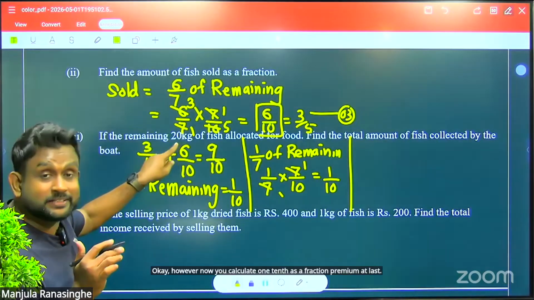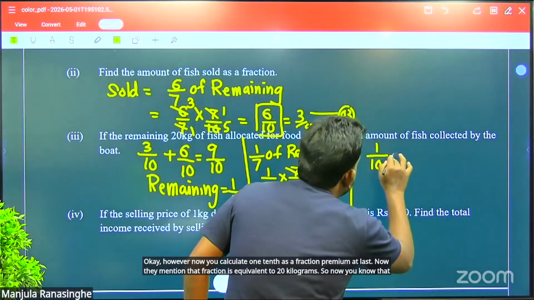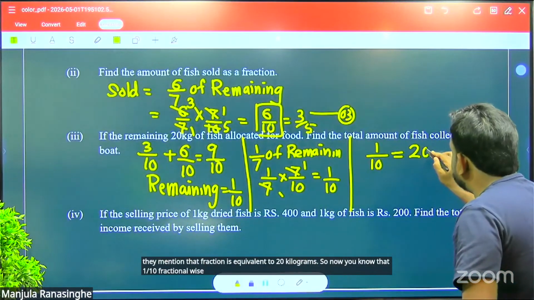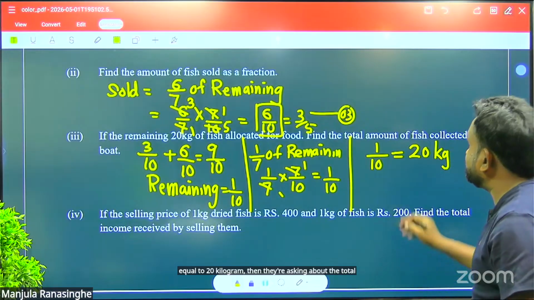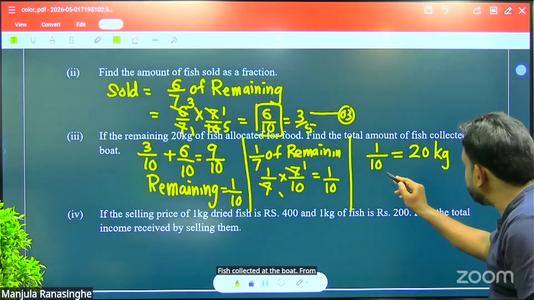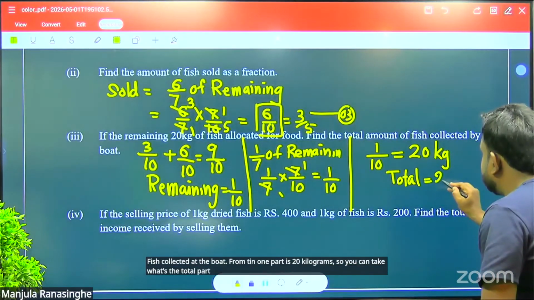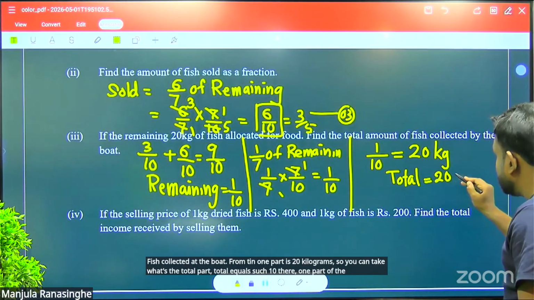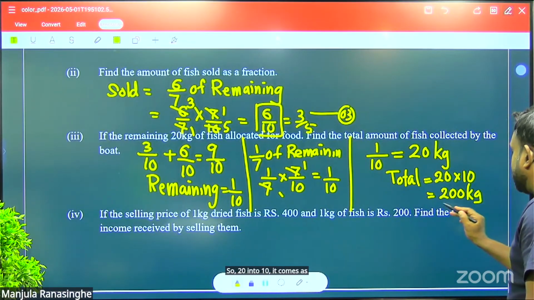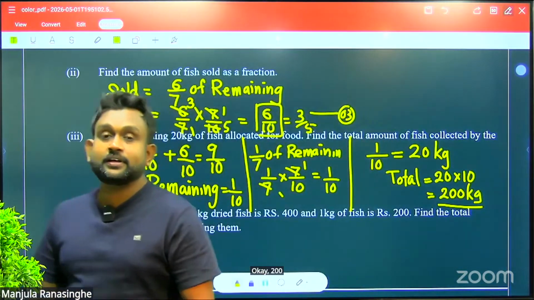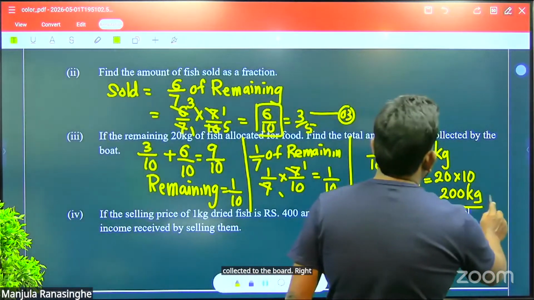Now they mention that this fraction is equivalent to 20 kilograms. So now you know that 1/10 fractional wise is equal to 20 kilograms. Then they're asking about the total fish collected at the boat. From 10, one part is 20 kilograms. So you can take what's the total part. Total equals such 10 parts. One part of the 10 is 20. Total means such 10. So 20 into 10 comes as 200 kilogram. Okay, 200 kilograms is the total fish collected to the boat. Right, so you have here 3 marks.